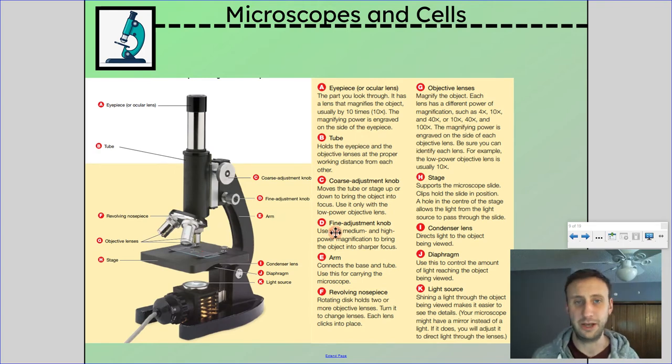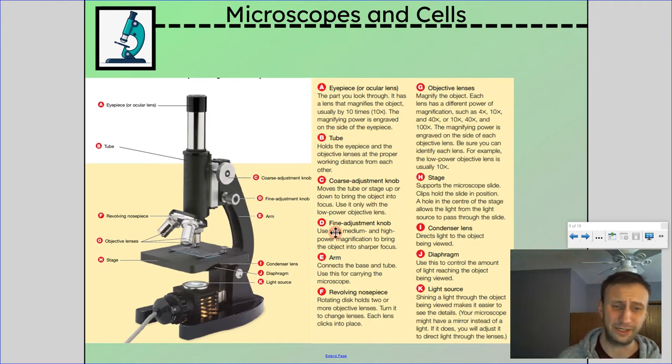The fine adjustment knob is for fine adjustments. It makes small changes to the distance between the two. Now, when we actually have something in focus on high power, it is so close to the lens. There's going to be less than a millimeter in between the high power objective lens and the specimen itself. Okay, so we get very close to the sample here.